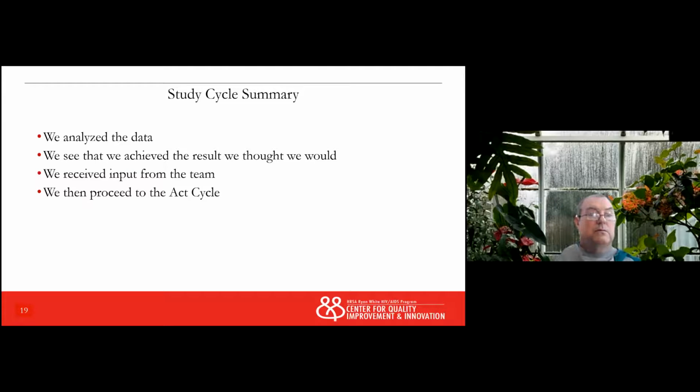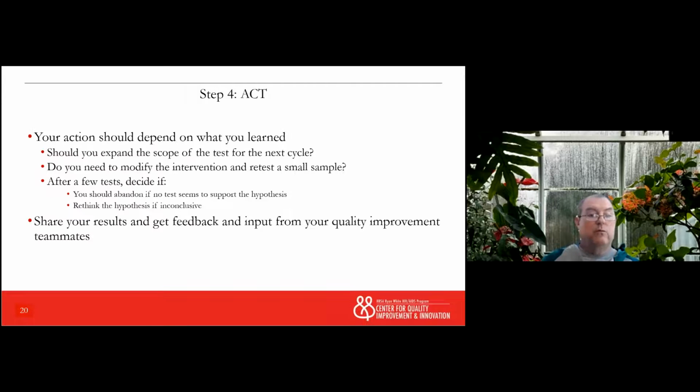So again, we analyze the data, we see the results we thought we would, and now we're going to move on to the act cycle. So here's where we take this knowledge that we've gained and basically say, okay, how do I want to tweak this? Or do I want to tweak this? If it worked the way you thought it would work, maybe you don't want to tweak it. Maybe you want to now say, okay, I'm going to do this for a day. And I think in this day, I have three people that are quote unquote chronic no-show folks, and I'm going to arrange Uber Health for all of them, right?